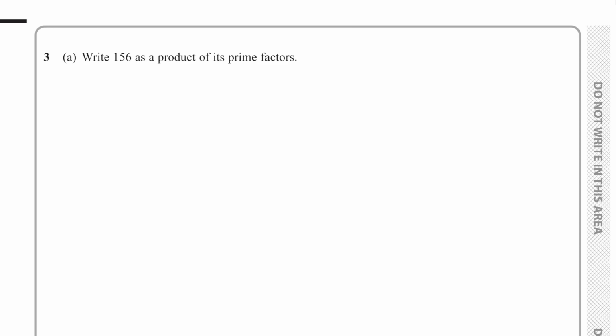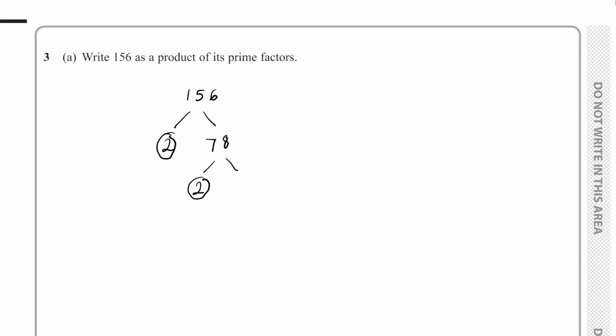Question 3. Write 156 as a product of its prime factors. So we're going to break the 156 down until we've just got prime numbers left. So two numbers that multiply to make 156. It's even, so I'll go for the 2s. You could go for 3s, might actually be easier, but I'll do 2s. So half of it is 78. That's even again. So it's again in the 2 times table.